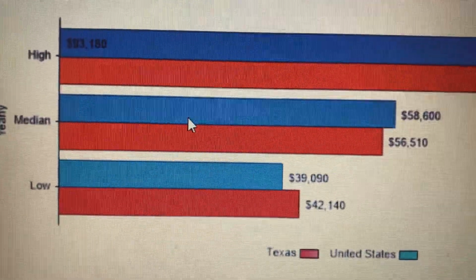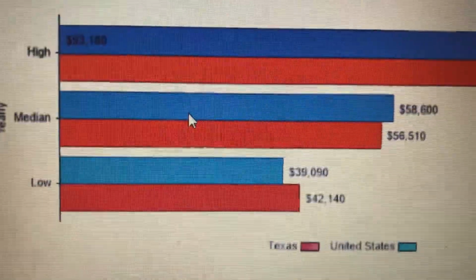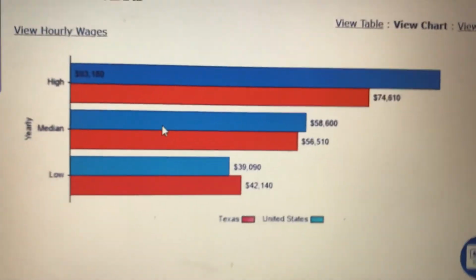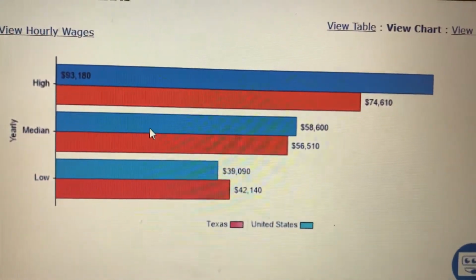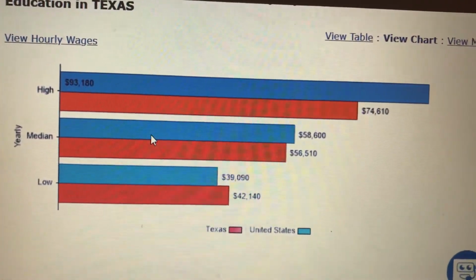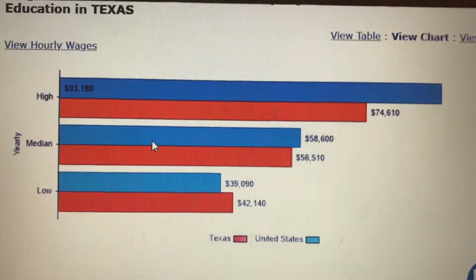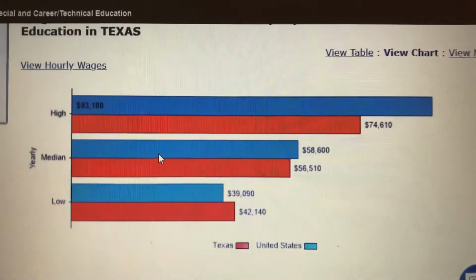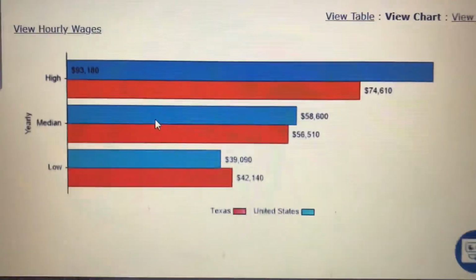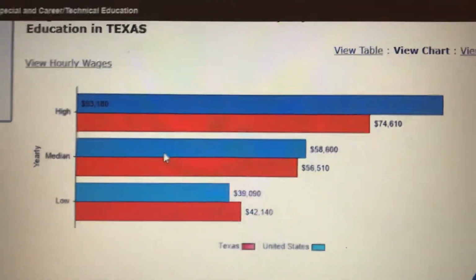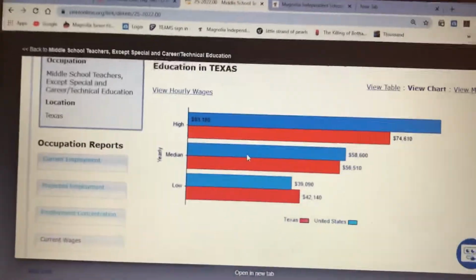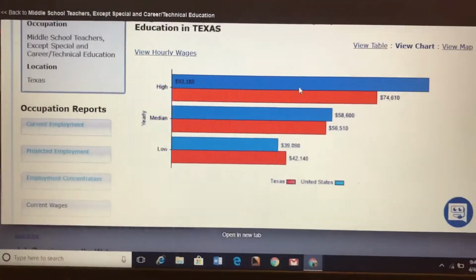We're about the same when it comes to median salary, but when you get to higher salary, Texas falls kind of far down. And the reason is because of unions. We do not have teacher unions in the state of Texas. And again, if we were in class, we could talk about unions, but we're not. So you can Google it, or you can forget about it because we don't have them in Texas.